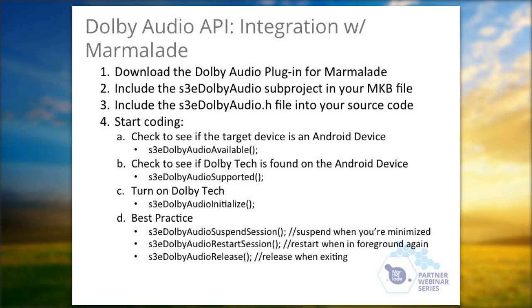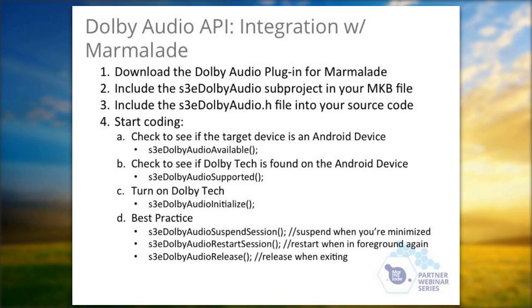The second step when you're coding is to check to see if Dolby technology is found on that Android device. As this solution is actually pretty new, our technology isn't baked into every Android device yet. So you want to double check to see if that device has Dolby built in. Once you do that, all you have to do is turn Dolby on. Again, S3 Dolby Audio initialize. If it returns null, Dolby isn't there. If it returns true, then you know it's there.